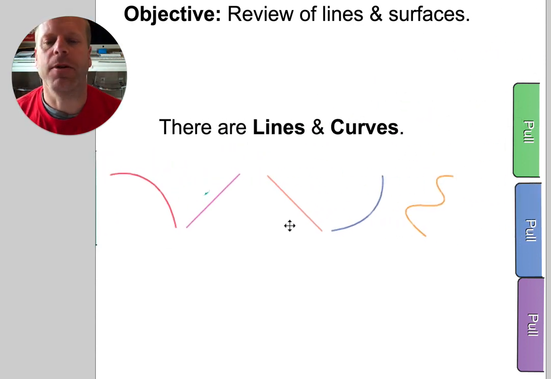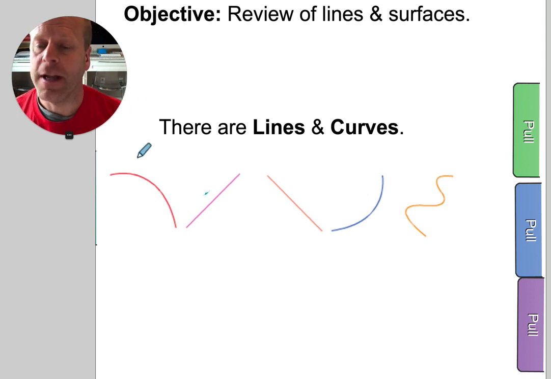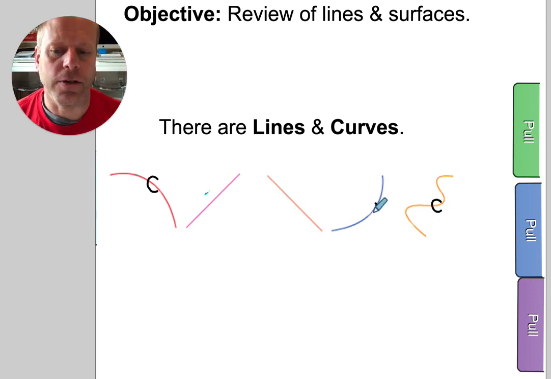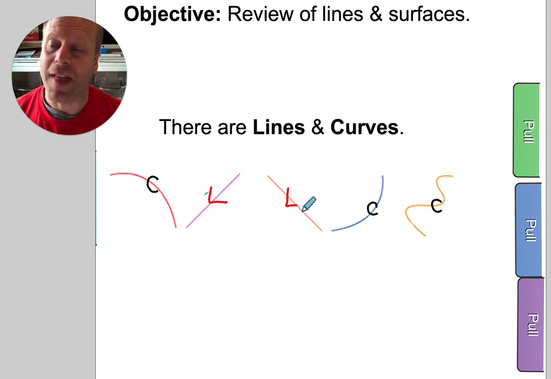I think we talked about this yesterday, but there are lines and there are curves. Lines go straight from one place to the next. Curves bend out or in or up and down as they go. So there's a difference. Whenever you see a curve, it makes sense for you to note that that's a curve. This is a curve. This is a curve. It's easy to count. And whenever you see a line, it makes sense for you to count that differently.